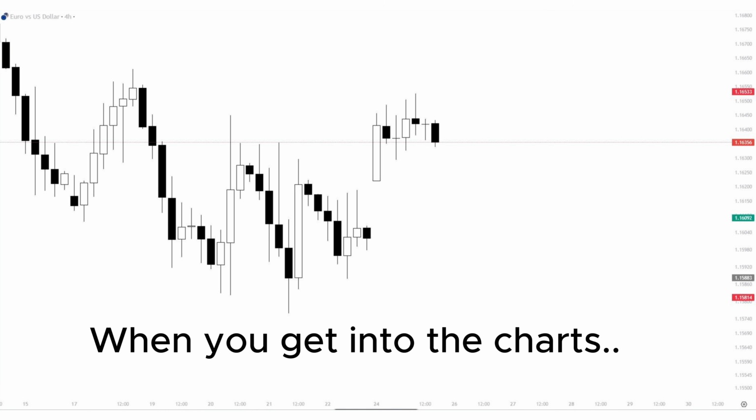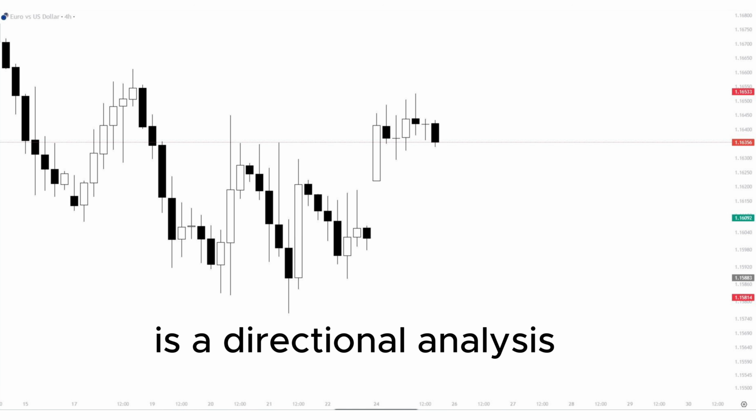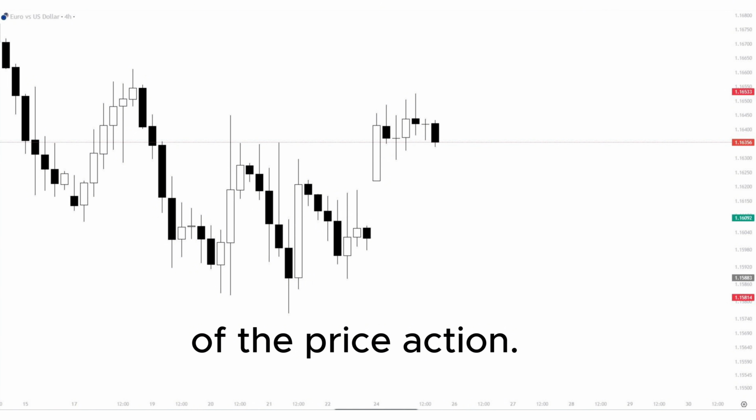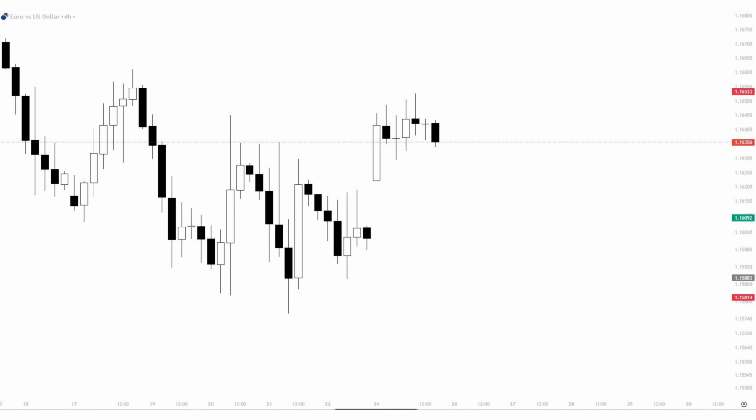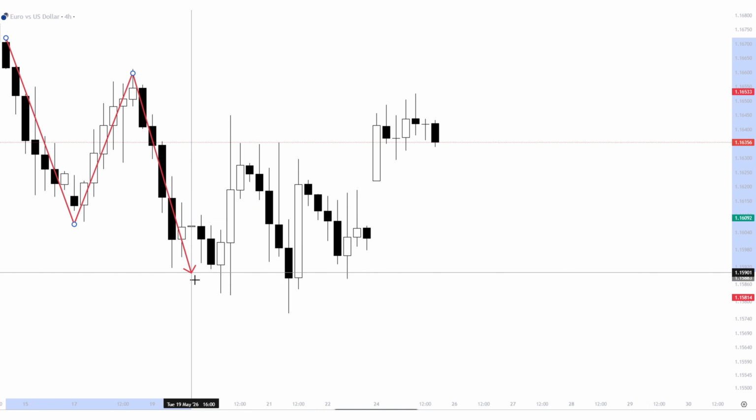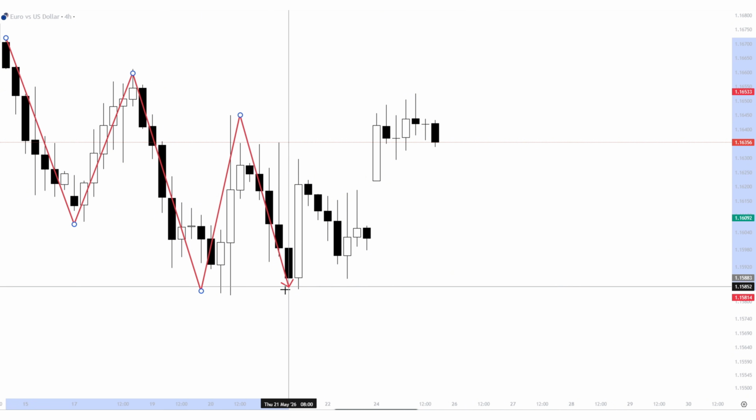When you get into the charts, the first thing we do is a directional analysis of the price action, which is exactly what it's called: an analysis of the direction the price had recently. You can do that just by looking at the swing points, but what I usually do to make it easier to see is that we draw the price action with arrows and lines.